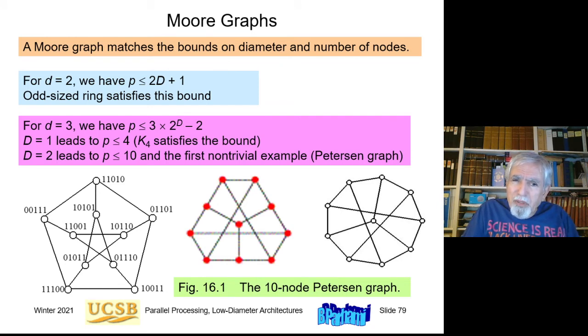It has degree 3, diameter 2, and number of nodes equal to 10.